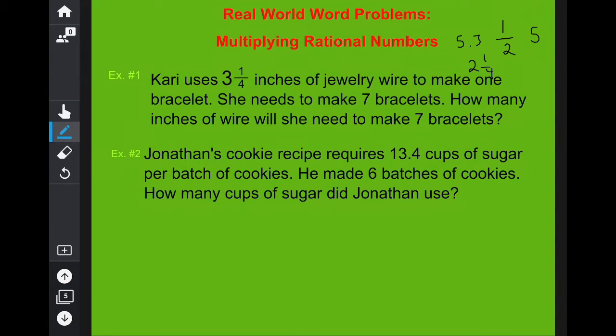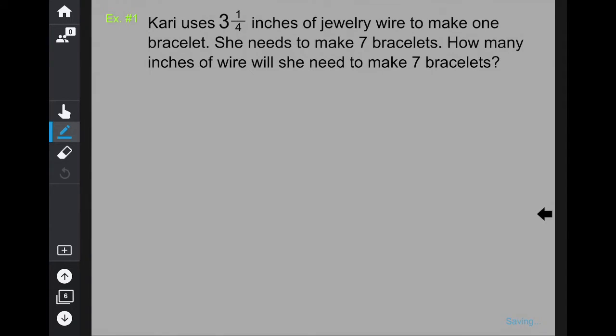So we have two examples. One includes a mixed number here and a whole number. And then example 2 includes a decimal and a whole number. I'm going to do example 1 with you, and then you can do example 2 on your own.